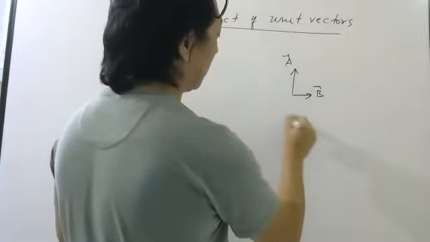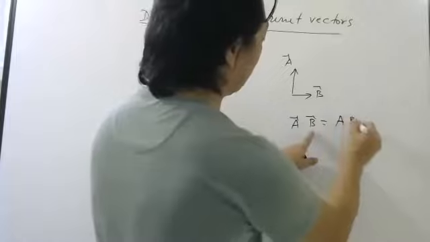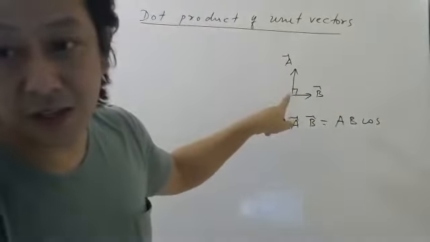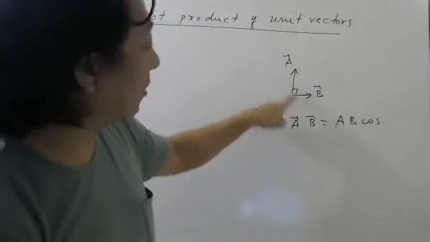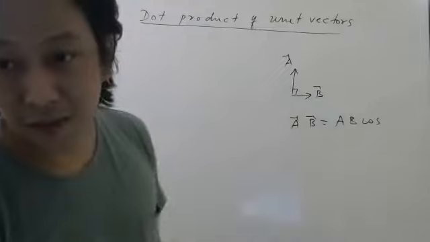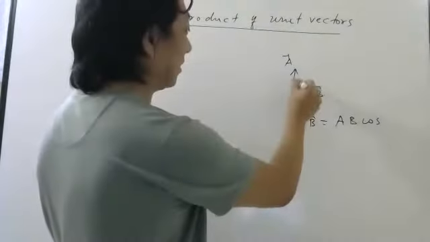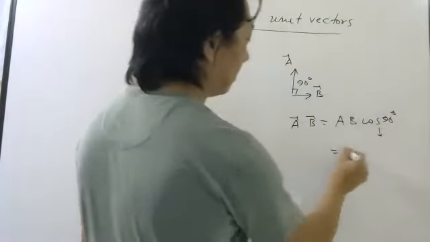What is the definition? Magnitude of this, cos of angle between. If they are perpendicular, what is the angle? Kritika, what is the angle between these two? Perpendicular means 90 degrees. So cos 90. Cos 90 is 0.